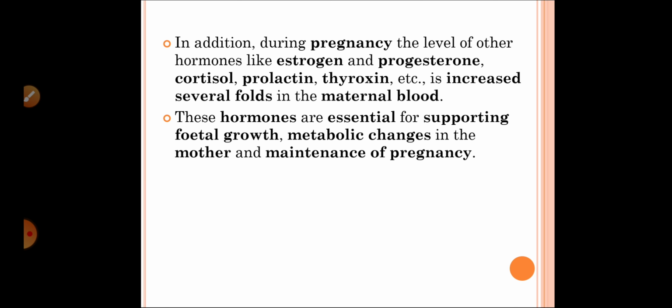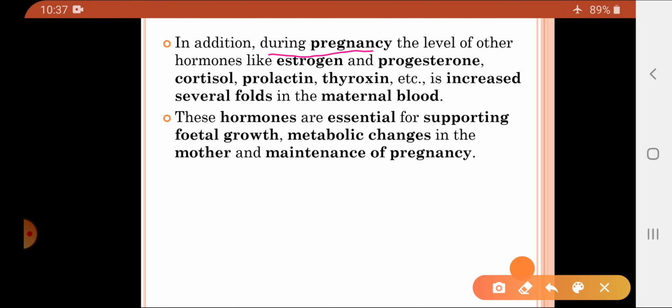Now, in addition to this, there are other hormones like estrogen, progesterone, cortisol, prolactin, thyroxine. These are hormones whose levels increase several folds at the time of pregnancy. So, during pregnancy, the amount of estrogen, progesterone, cortisol, prolactin, thyroxine is increased many times in the maternal blood. Why are they increased? Because they are essential for supporting the fetal growth. They bring about the metabolic changes in the mother, and they are also required for the maintenance of the pregnancy.